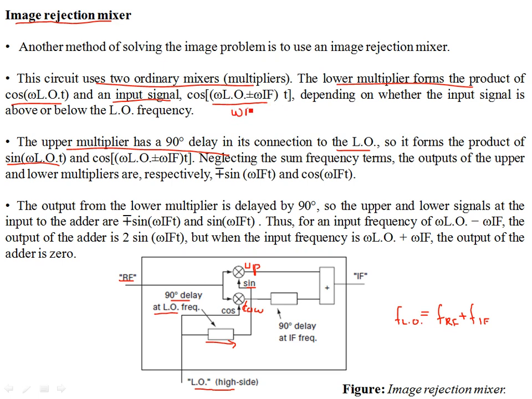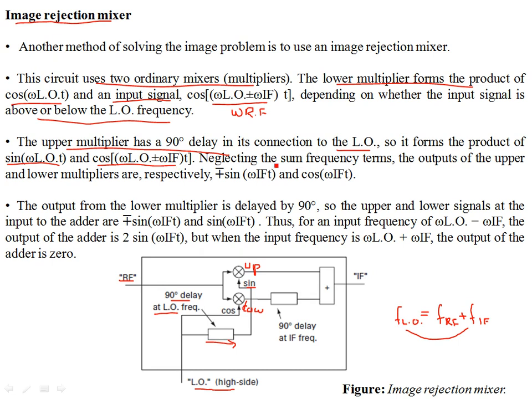If you see this, that's your input, because RF can be written as LO minus IF, and it could be plus or minus depending on whether the input signal is above or below the local oscillator frequency. Similarly, the upper multiplier, which had the 90-degree delay in connection to the local oscillator, forms the product with sine omega LO t and cosine of omega LO plus minus omega IF.